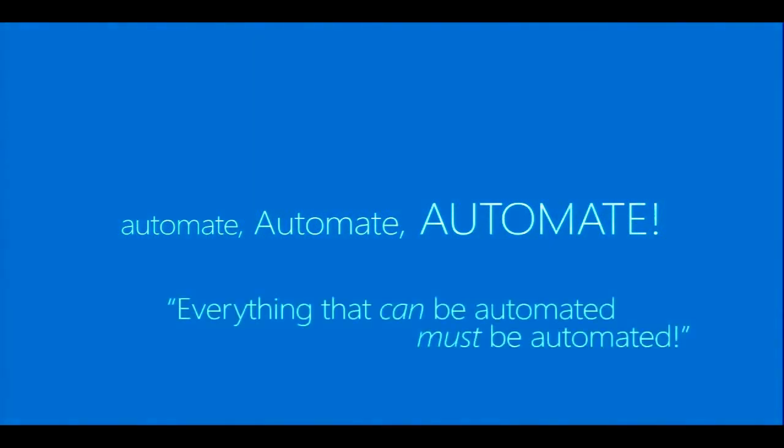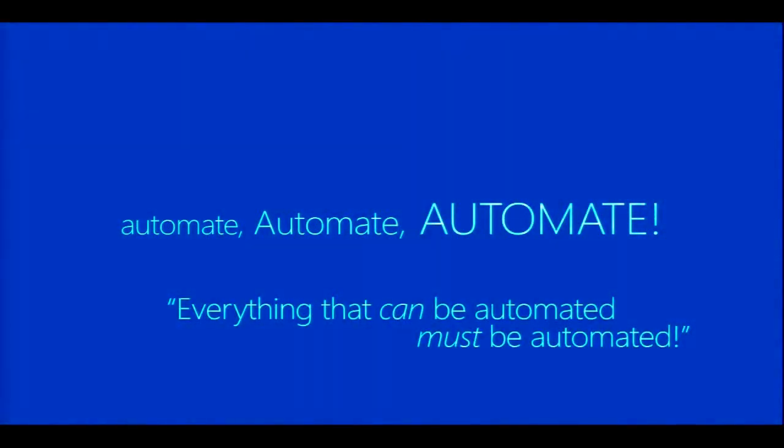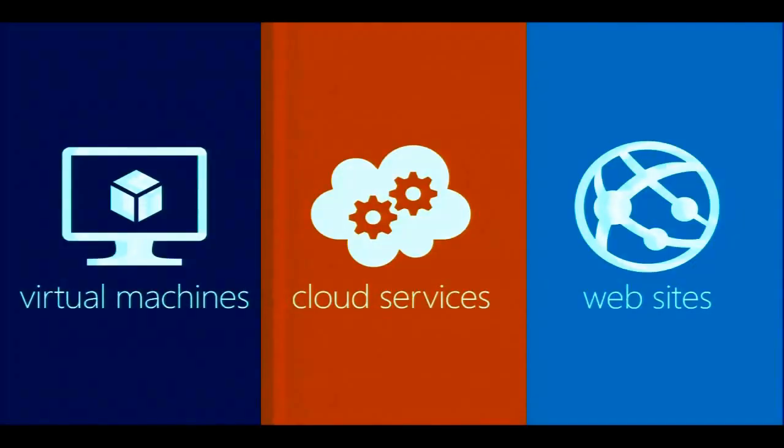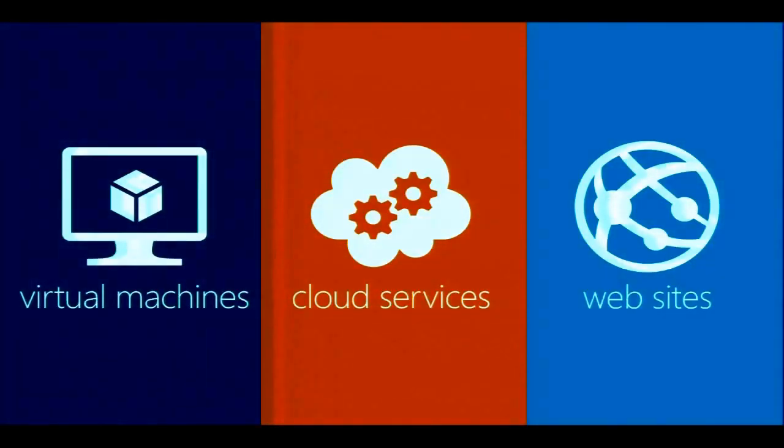Right? That's the good part. Because everything that can be automated must be automated. I wonder who said that. I did. So luckily, there's support for this in Azure, and that's why we're here. You all know that there are 3 ways to put your applications on Azure. 3 major ways that your code can run in Azure. It's the virtual machines, which is infrastructure as a service, and then there's cloud services and websites, which is platform as a service. All right?